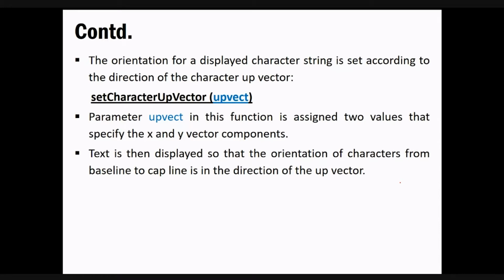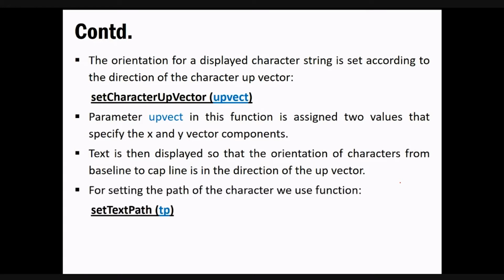Obviously, if we want to change the slope, or you can say change the direction of the text, then we need to do this. The text is then displayed so that the orientation of the characters from the baseline to the caps line is in the direction of the vector. Based on the vectors that you are giving, it will look like that.